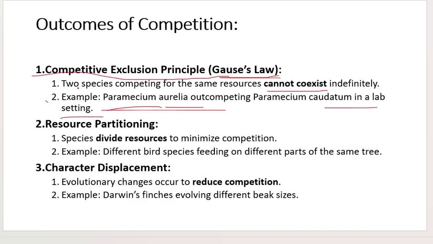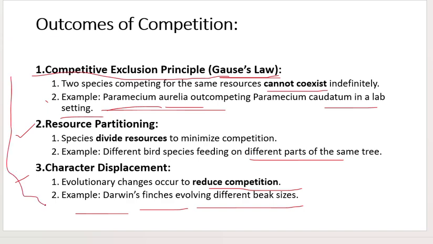Then comes resource partitioning. Species divide resources to minimize competition. This is also one of the outcomes of competition. Example, different bird species feeding on different parts of the same tree. They share the same resource so that they can minimize competition. Character displacement: evolutionary changes occur due to reduced competition. Example, Darwin's finches evolving different beak sizes. So these are the outcomes of competition.